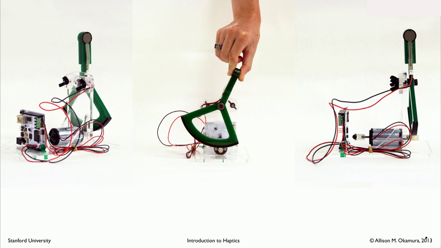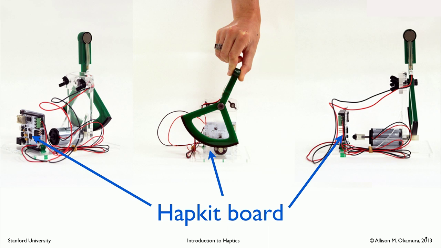So this is your HapKit, looking at it from several views, and in all the views you can see the HapKit board. And you should by now have your HapKit completely assembled and have the motor connected. You may not have the force-sensitive resistor, shown right here, hooked up yet, but at least the motor should be connected at this point.